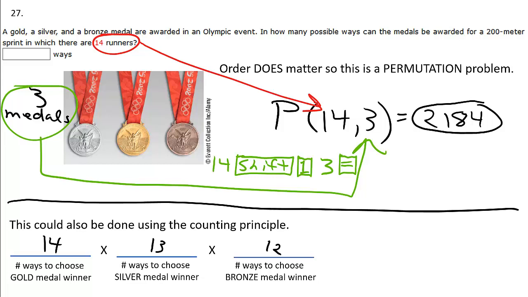And if you take 14 times 13 times 12, which is what the counting principle says, you also get 2,184. So whichever way you prefer.